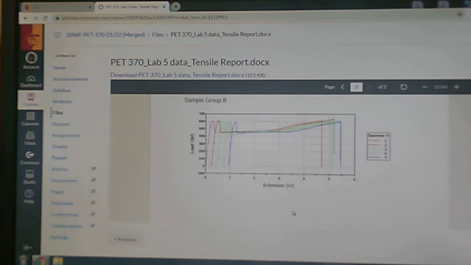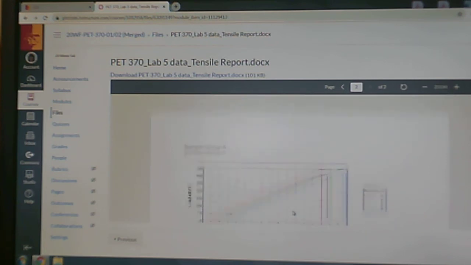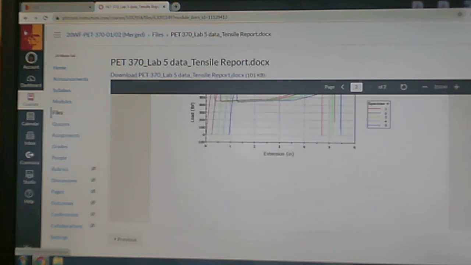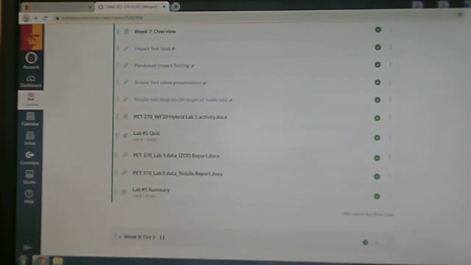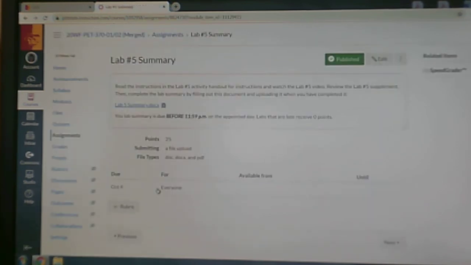Shown here are the tensile diagrams for both of those. You can see A at the top and B at the bottom. And so for those two sets of data, so both IZOD impact and tensile data, from there you should be able to answer your summary questions. So once again, here we have the summary assignment due before 11:59.